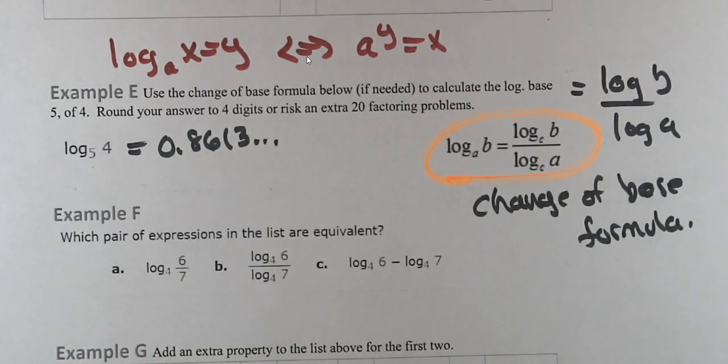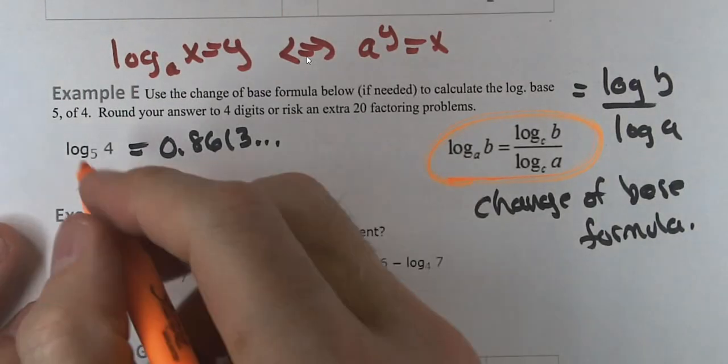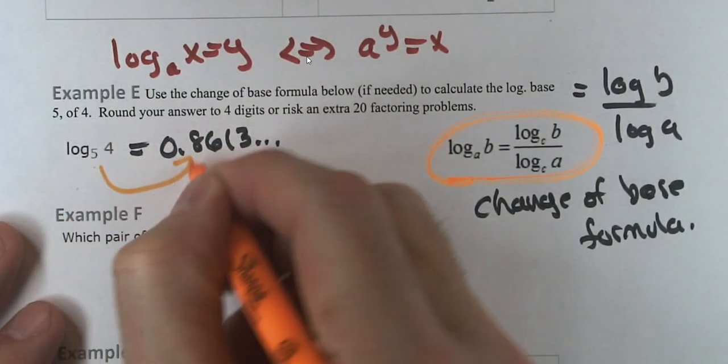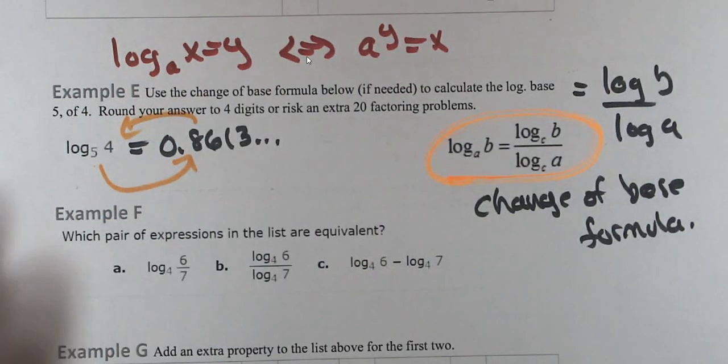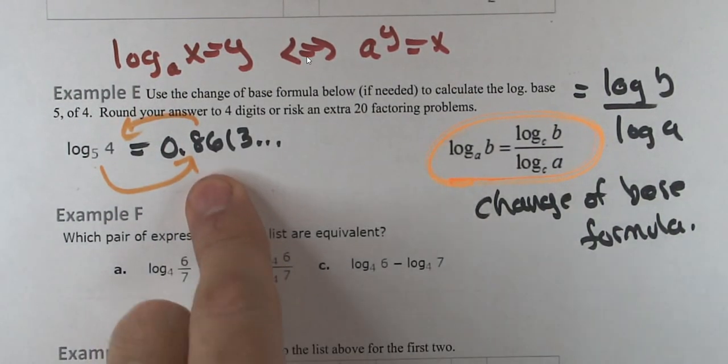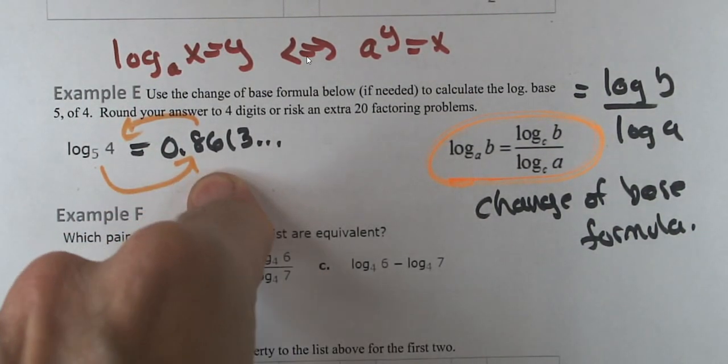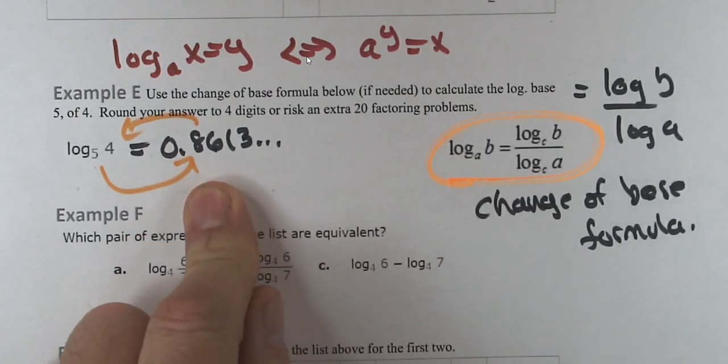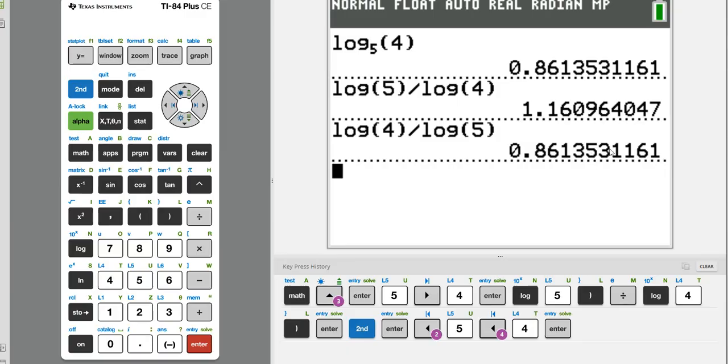5 to the 0.8613 equals 4. Yeah. 5 to this power equals 4. Now, I don't really feel like typing all this number in here. That looks like kind of a pain. So here's what I'll do. Let's use some of our properties on our calculator. This number is stored in a key down here called answer. So if I do 5 to the power of that, I should get 4. Let's see what it looks like.